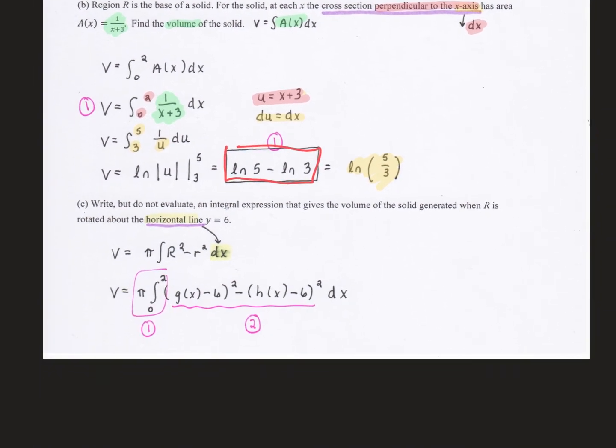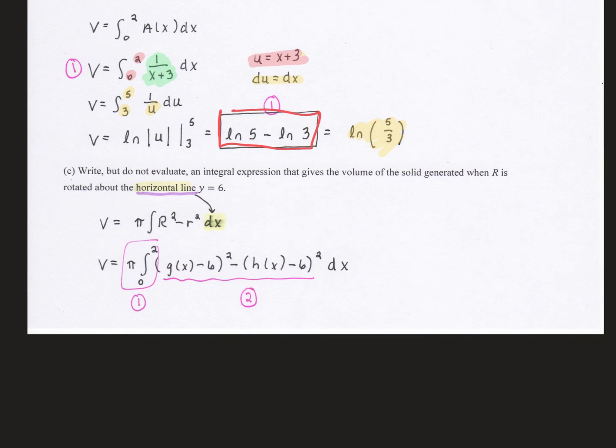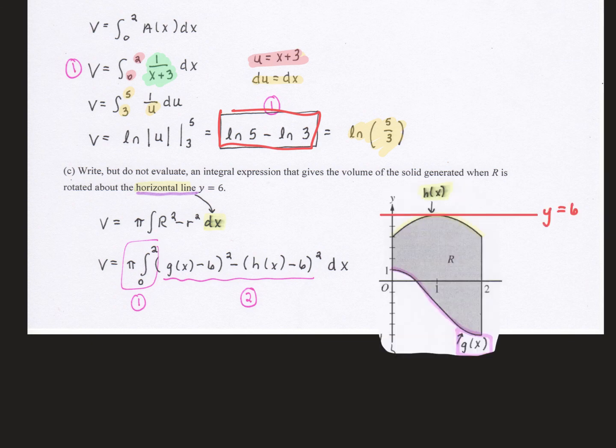In Part C, I'm asked to write but not evaluate an integral expression for a rotational solid. I'm rotating around a horizontal line. What that tells me is that this is going to be an integration with respect to x. It's important to look at where that y equals 6 is in relation to my region R. What I see is that I have a gap between that axis of rotation and my region R, which tells me I'm going to use a washer method.